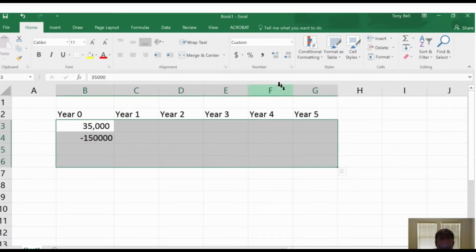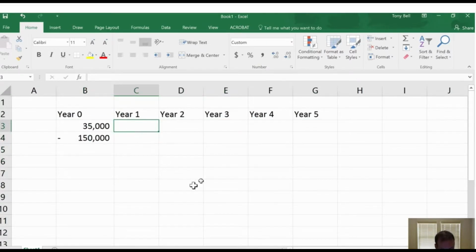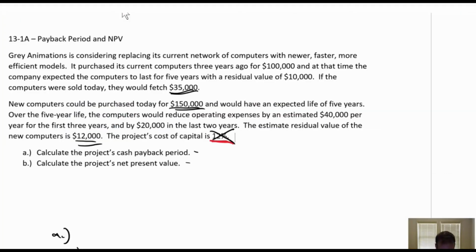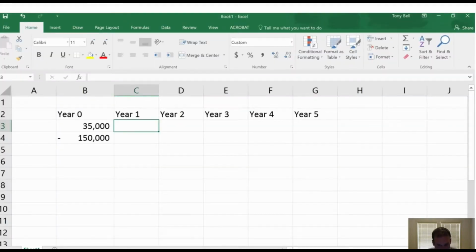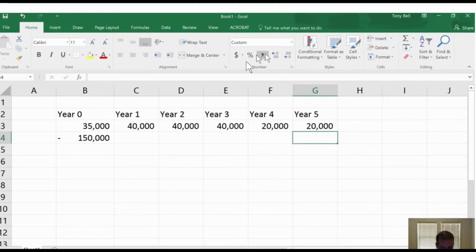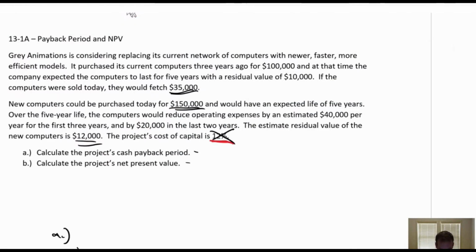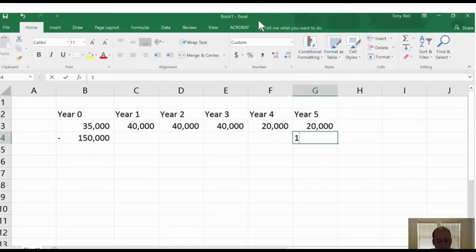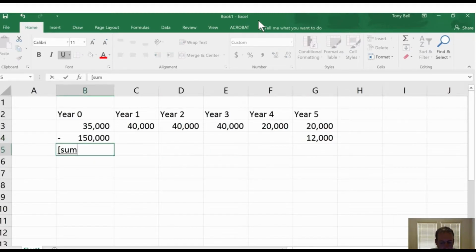Just getting some formatting stuff here. Okay, year 1 looks like we're saving, let's see, 40 grand, 40 grand, 40 grand. So 40, 40, 40 in years 1, 2, and 3. Years 4 and 5, 20 and 20. And in year 5, we also get some money back because we're going to sell this thing for $12,000. That's the residual value. So we'll sell this for 12 grand.